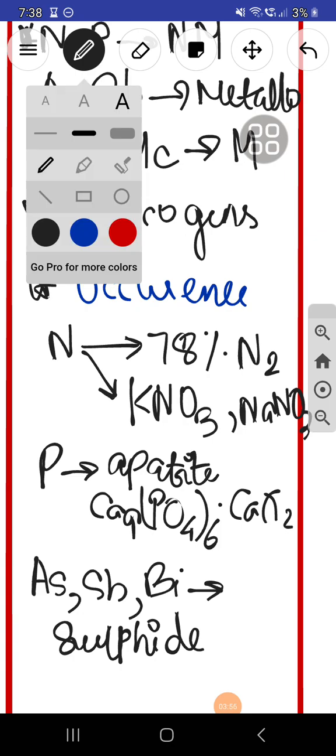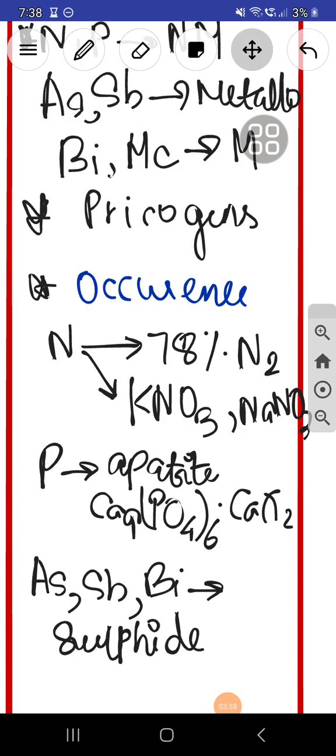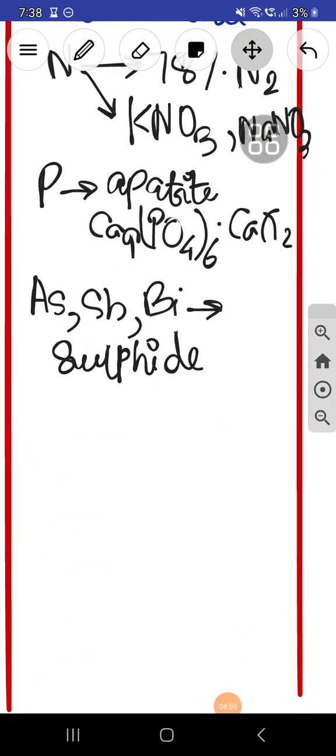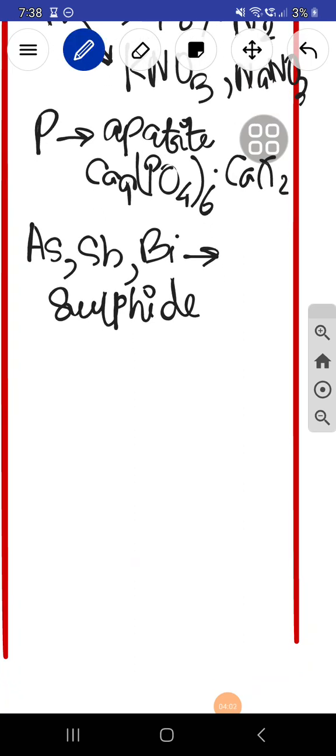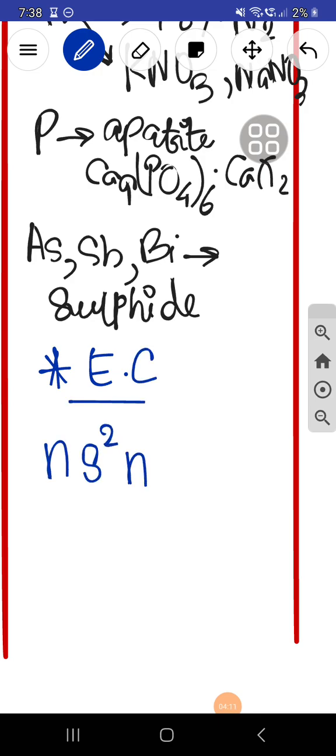The next characteristic that we have to learn is its electronic configuration, which I am representing as EC. Its general electronic configuration is ns2np3. We can say that it is half-filled. It is an extra stable configuration.